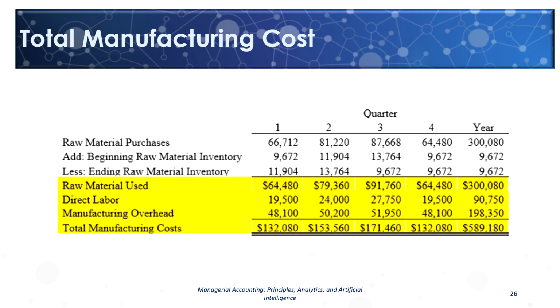Let's explore the computations for Bob Willis. Notice raw material used is a function of raw material purchases plus change in inventory, which we computed on the previous slides. We add to raw material used the direct labor and manufacturing overhead that we'd also previously computed to arrive at total manufacturing costs.